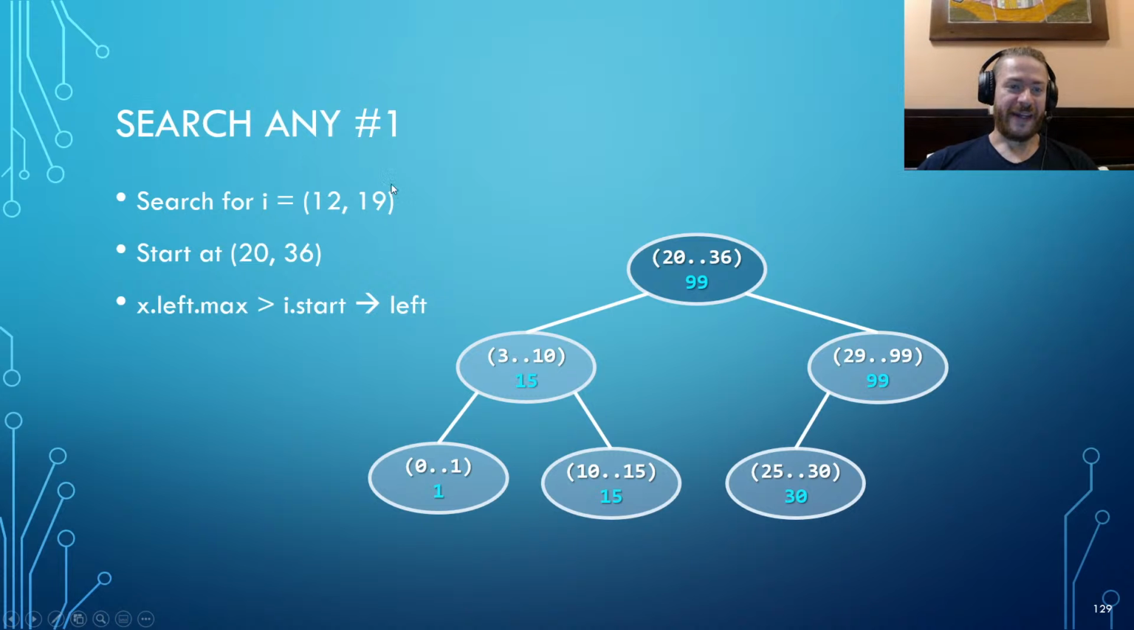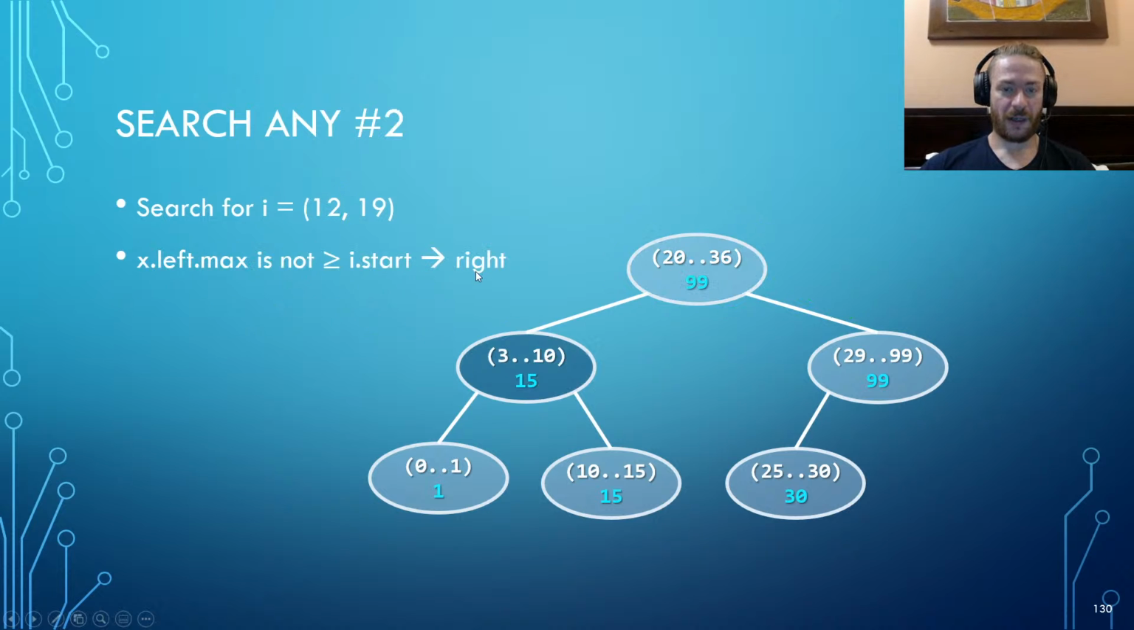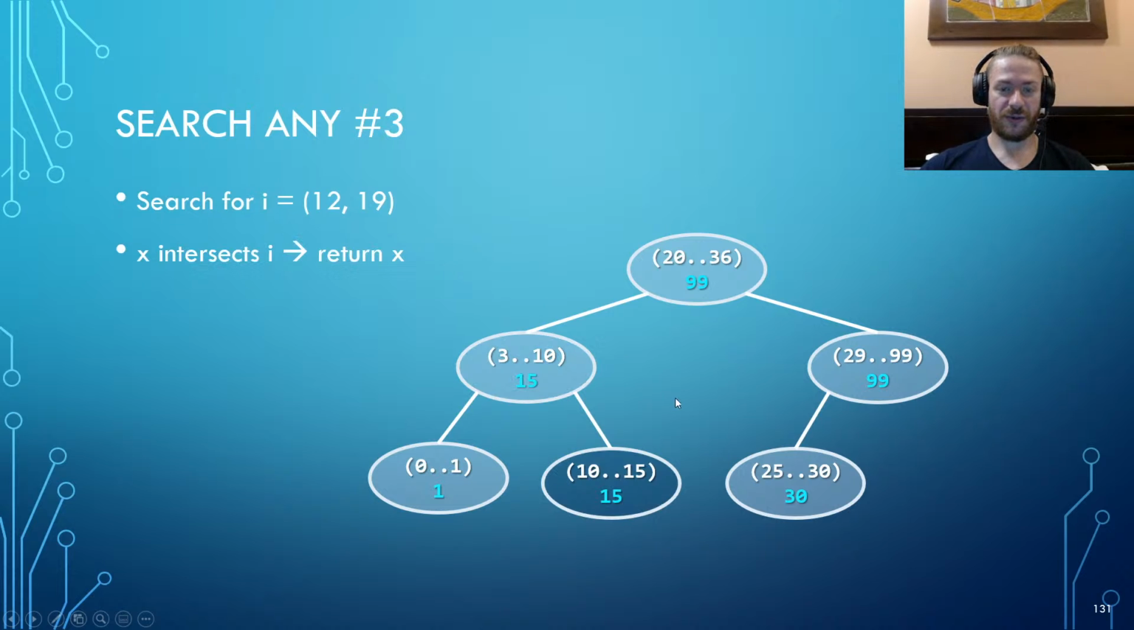How to search for any interval? For example, we want to search for interval from 12 to 19. So we start at the first node and we check if the left max is bigger than the start of the interval. So the left max is 15, we go to the left, otherwise we go to the right. The left max is 10, sorry. So we go here. Then if left max is not bigger than the start, we go to the right. So our interval currently is 12 to 19, so we need to go to the right.